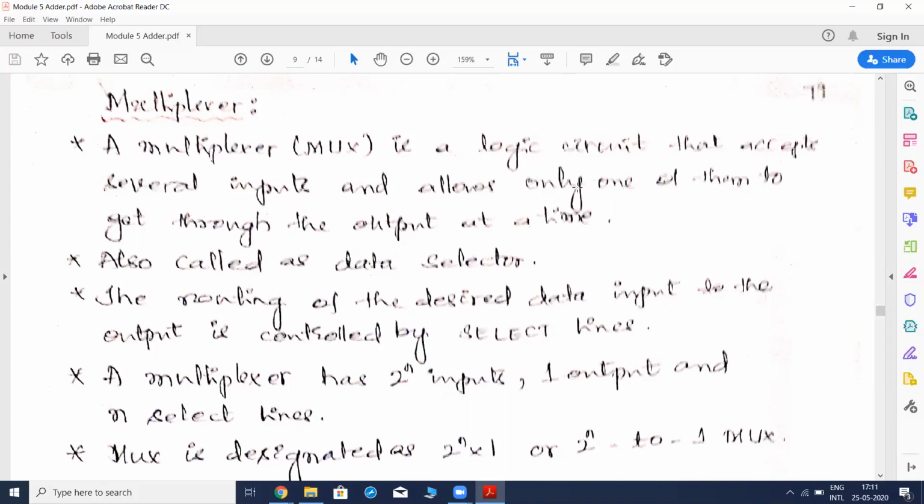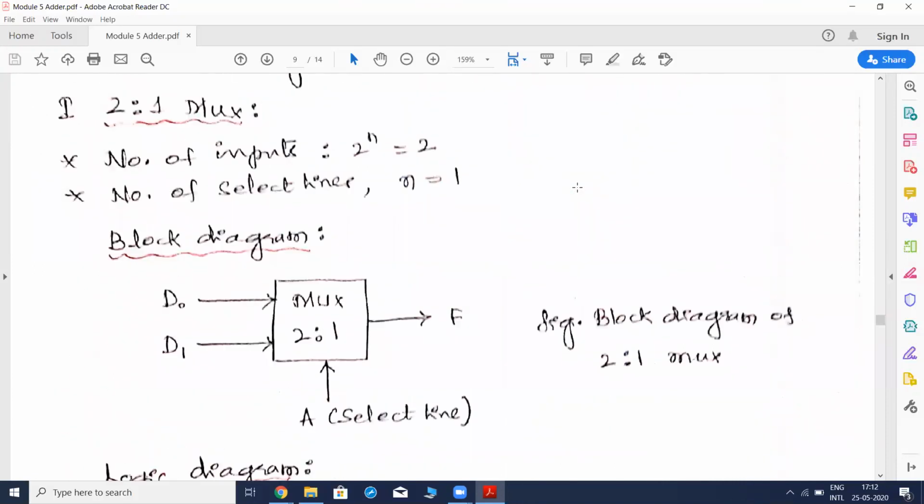This multiplexer, we are going to designate as 2 to the power of n cross 1, or it is also known as 2 to the power of n to 1 mux. So that is how we are going to designate this multiplexer. Now there are different types, we can design the multiplexers. First, let us see the simple one.